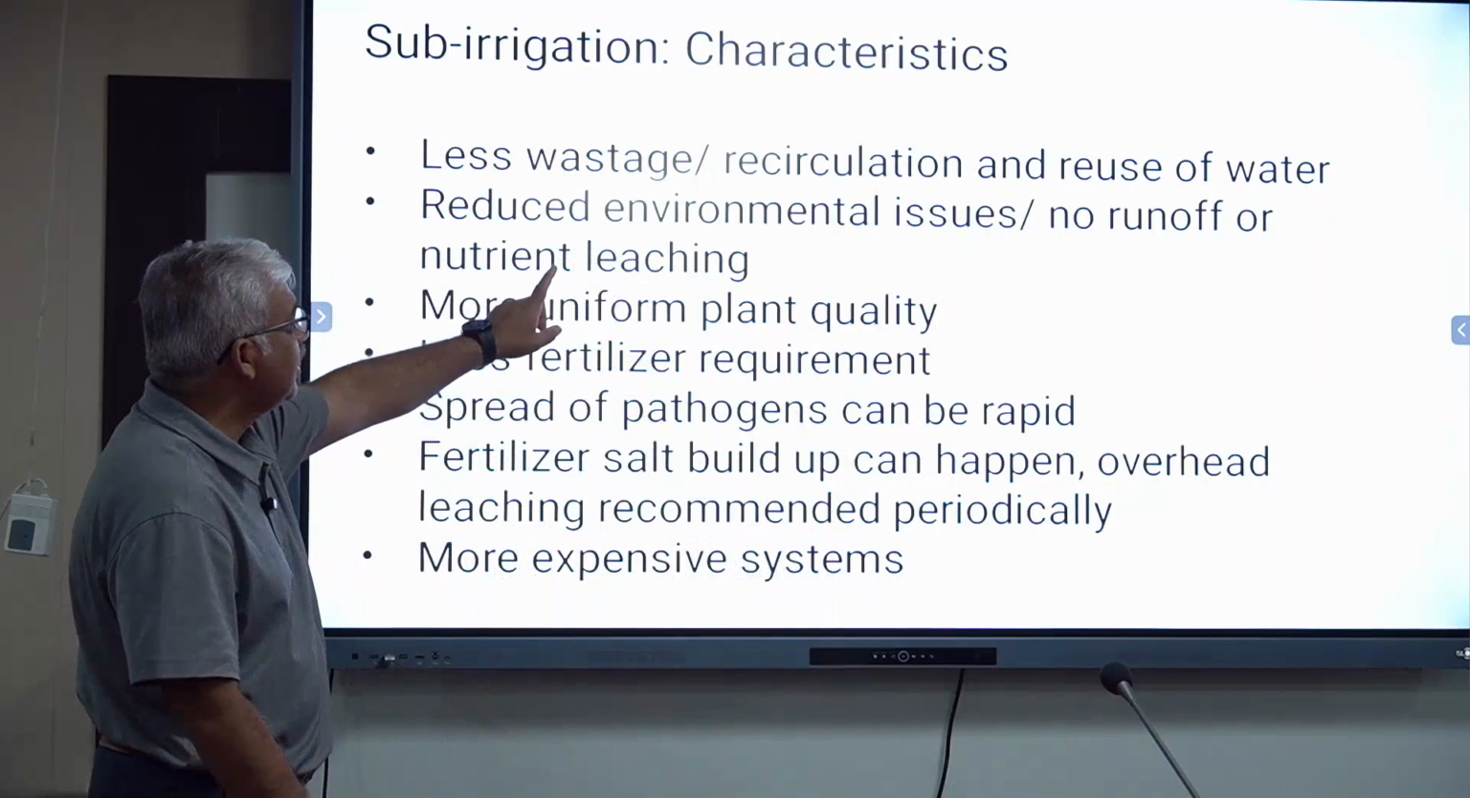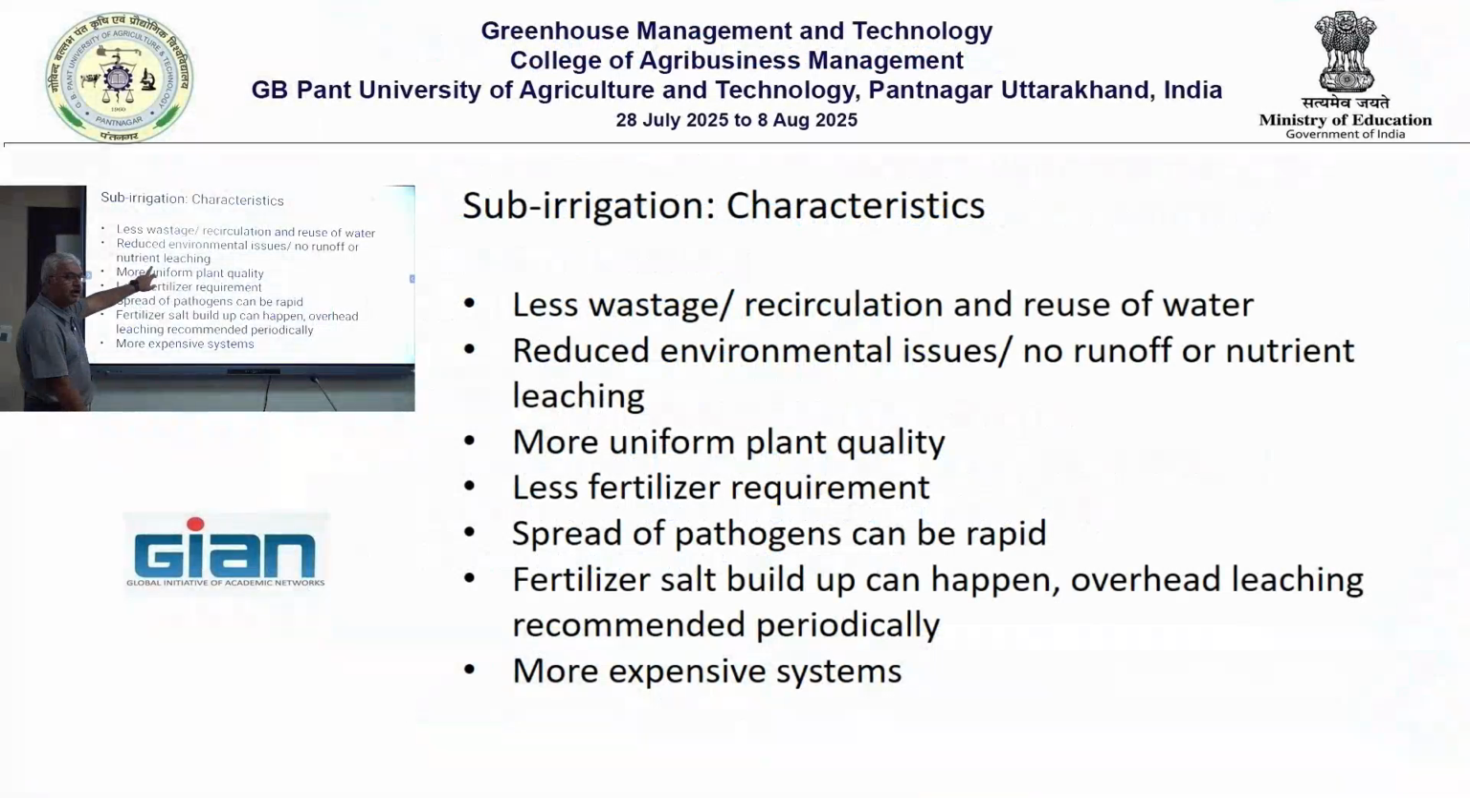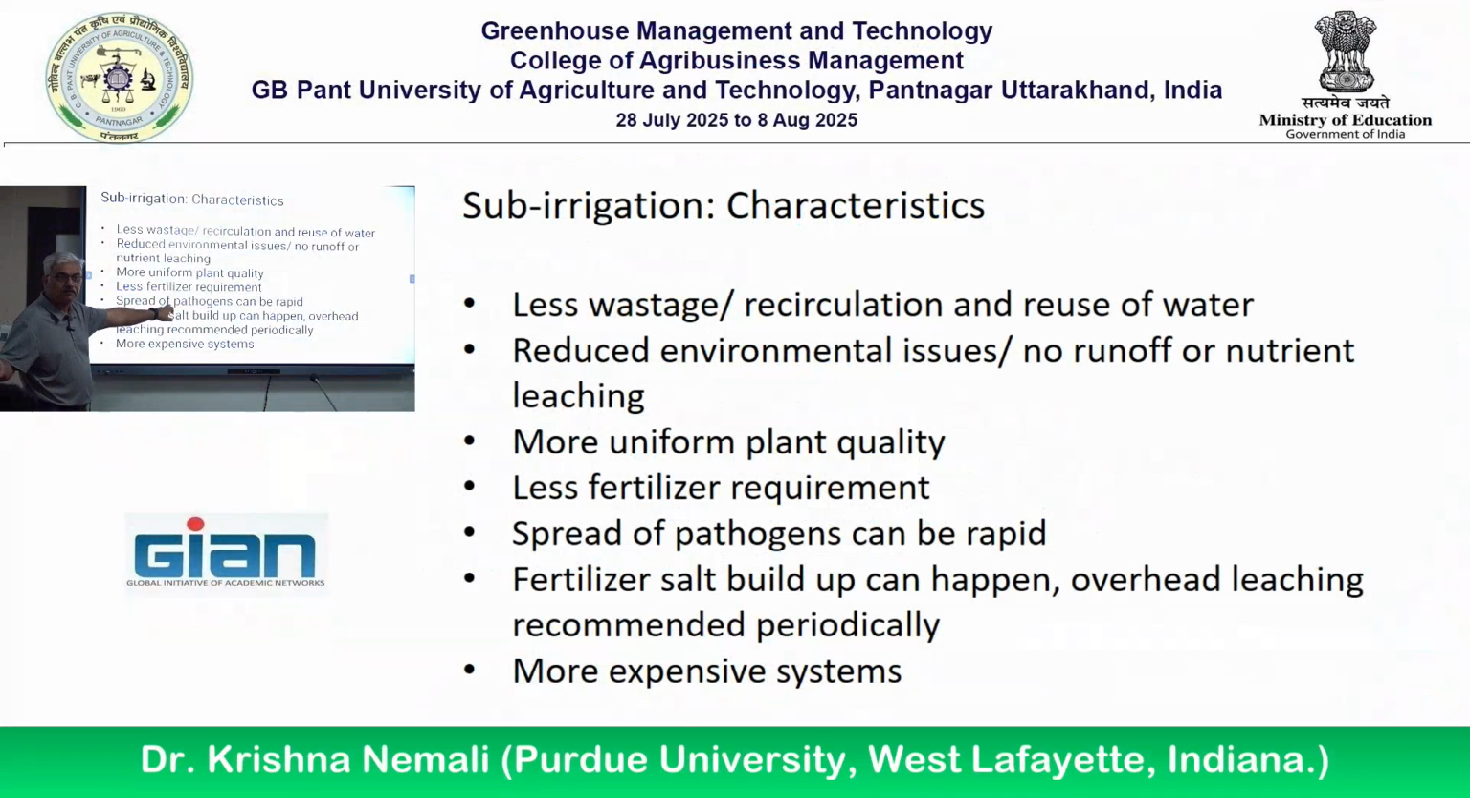Okay, so let's review this quickly. Less wastage, recirculation and reuse is possible with sub-irrigation. It reduces environmental issues because there is no leaching, no runoff, nothing. More uniform plant quality, because the substrate is maintained at uniform water status and uniform fertilizer status, so plants are also going to grow very uniform. Less fertilizer requirement, as I told you, half of the concentration is all you need.